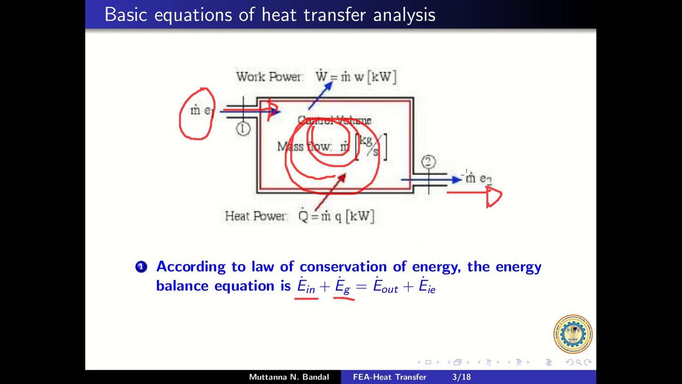E out refers to the energy out that goes out of the system, and this E internal energy refers to the internal energy of the system. So that is the net work done by the system. Hence, the energy balance will help us to understand the rate of energy that are distributed in different forms.